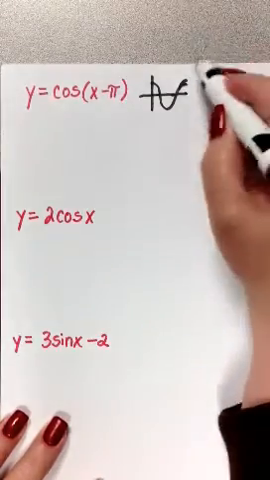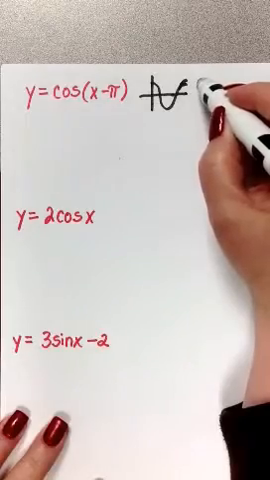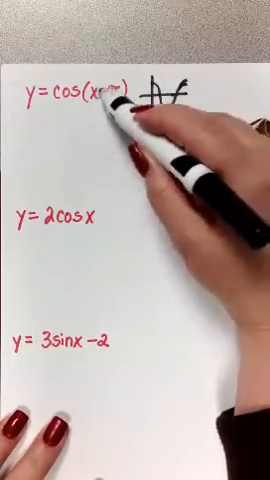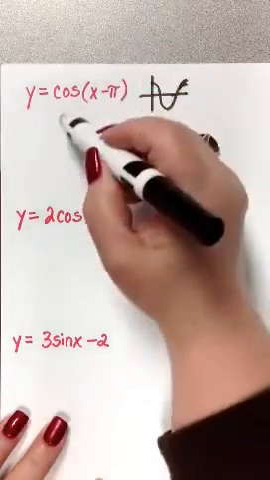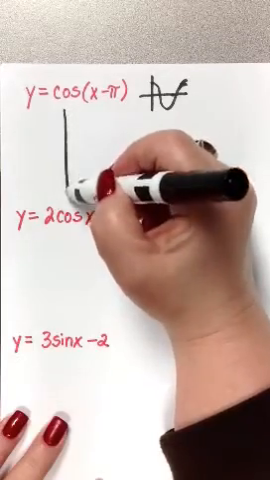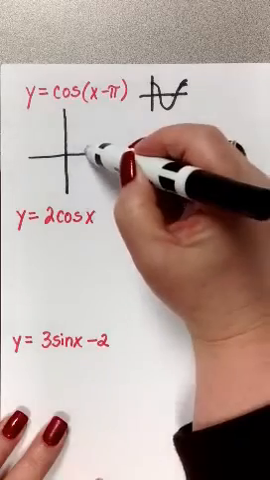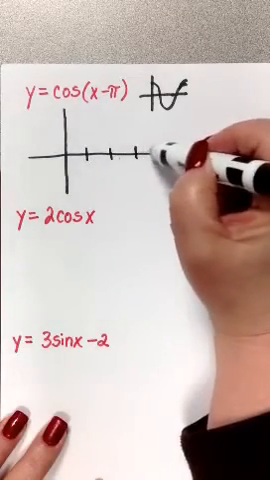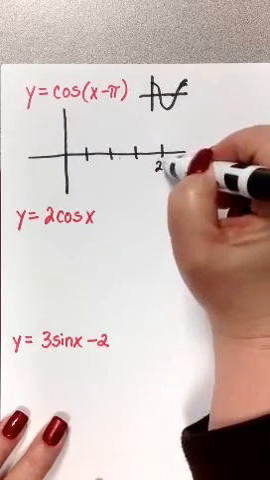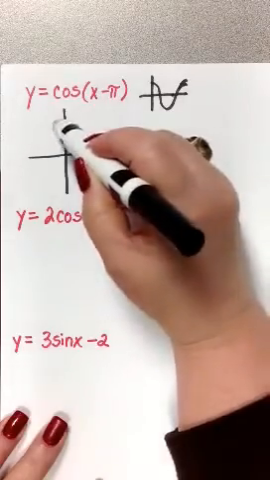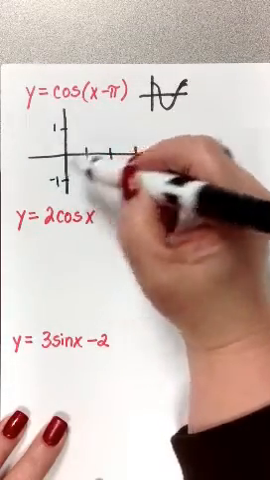This is going to have a change, and it's going to go pi units to the right. We always do, if it's in parentheses, you do the opposite thing. So it's going to be shifted over pi units to the right. Period stays the same, so I'm going to do 4 tick marks, and I'll call the fourth tick mark 2 pi. The highest it's going to go is 1, the lowest it's going to go is -1.